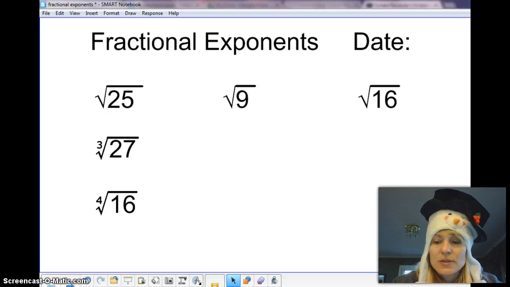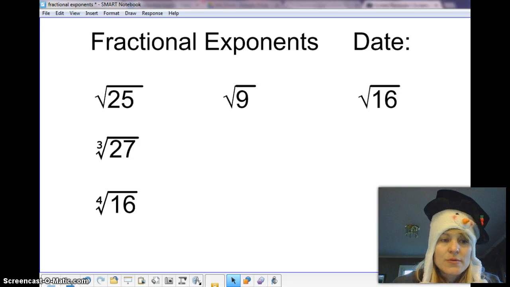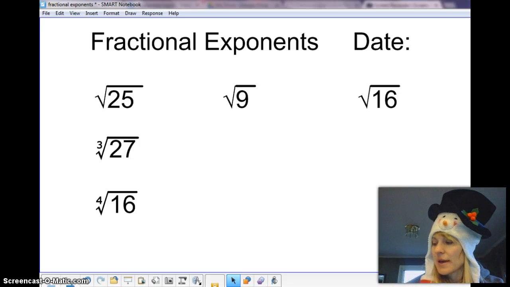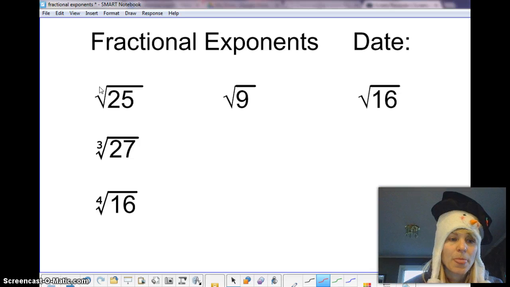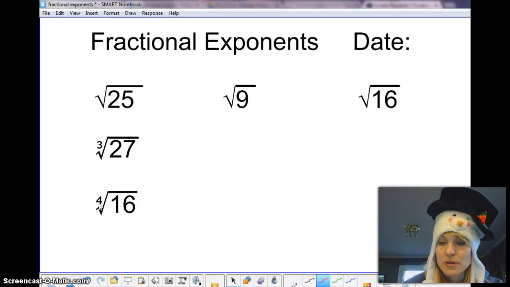Okay, so our video tonight is on fractional exponents, and put your date at the top. And we've talked in class a little bit today how all these square roots here are called radicals. And this one here is called a cube root, or the third root, because there's a 3. And this one is called the fourth root, because it's to the 4.